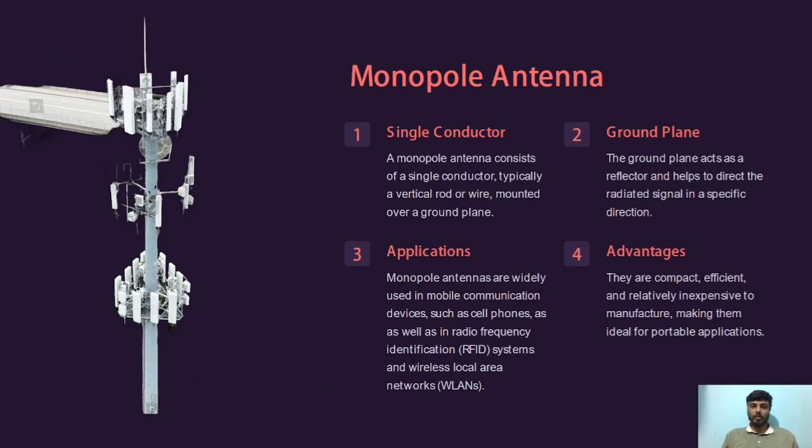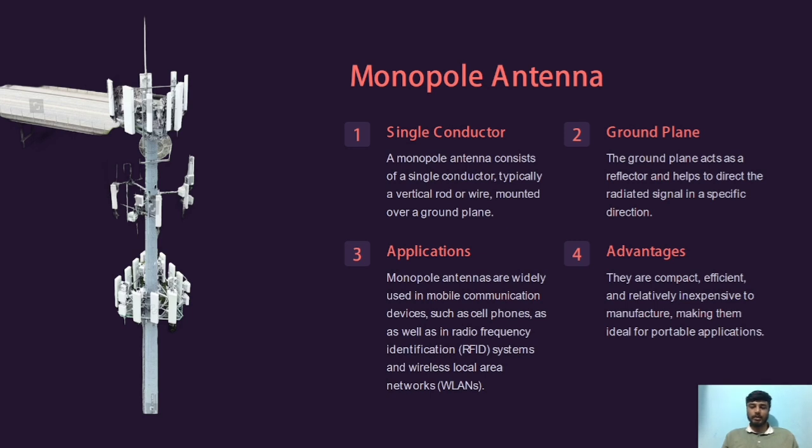Next comes the monopole antenna. Single conductor: a monopole antenna consists of a single conductor, typically a vertical rod or a wire, mounted over a ground plane. What is a ground plane? A ground plane acts as a reflector and helps to direct the radiated signal in a specific direction.